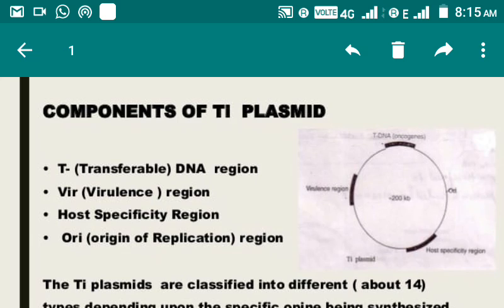Okay, as you can see in the schematic diagram, the size of Ti plasmid is nearly 200 kb, and it has all those parts: virulence region, tDNA, oncogenes, ORI, and host specificity. The Ti plasmids are classified into nearly 14 different types depending on the specific opines being synthesized. It may be octopine, nopaline, agropine.